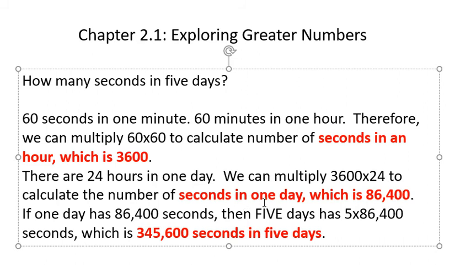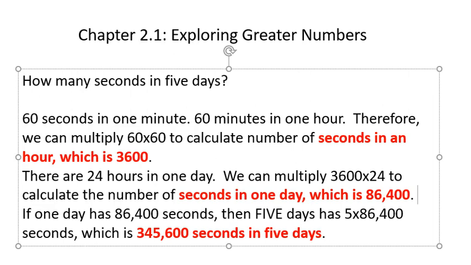But we want to know for 5 days. So if 1 day has 86,400, 5 days would be 5 groups of 86,400, which we can calculate by multiplying 5 times 86,400, which gives us 345,600 seconds in 5 days. And that would be our intro for this section, that we have that many seconds in 5 days.